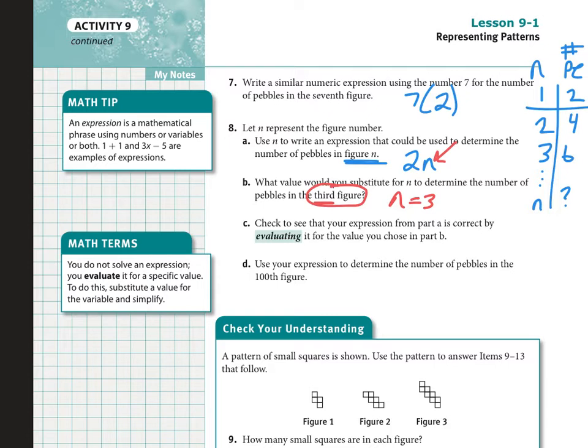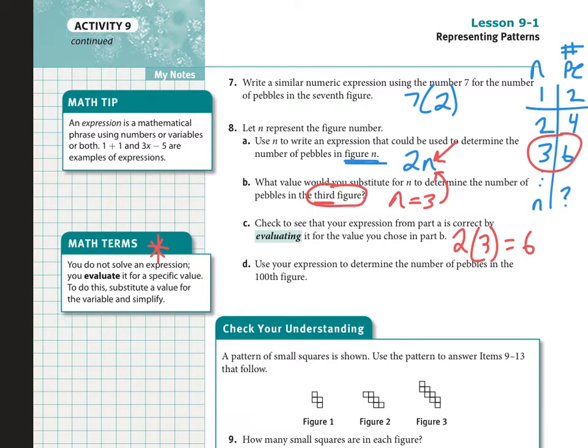Can we check to see that our expression from part A is correct by evaluating it? To evaluate something, we're just figuring out its value. Over here's a definition. We're not solving anything. We're just figuring out the value. If we were to plug in the n of 3 right there, it would end up being 2 times 3, and we would evaluate that to be 6. And this kind of verifies what we saw before. In the third figure, the number of pebbles was 6.